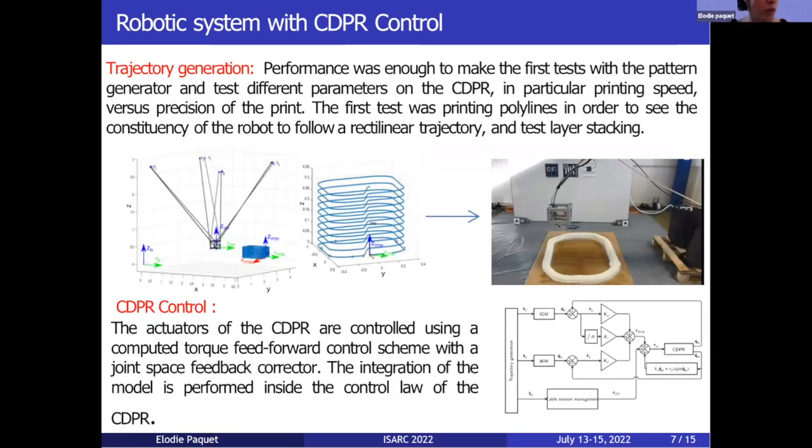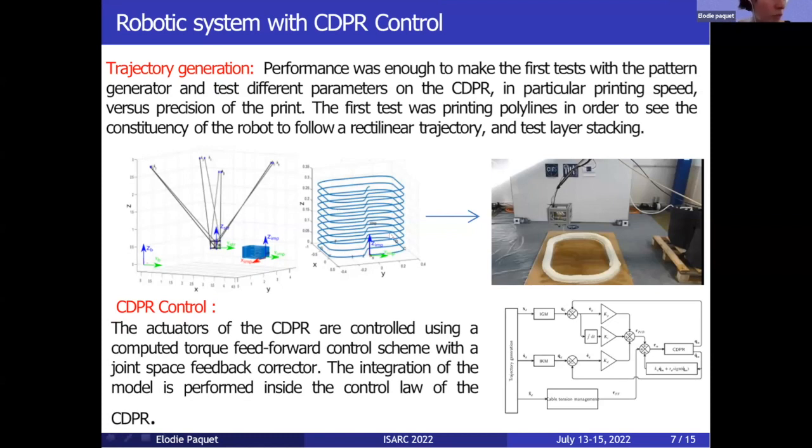After that, we made different trajectory generations, since we want to print large-scale foam parts. We performed the first tests with a pattern generator. We created a pattern generator in MATLAB to make a good trajectory, in particular to regulate the printing speed versus the precision of the print. The first test was printed as a polyline in order to see the capabilities of the robot to follow a rectilinear trajectory, and the test of stacking.